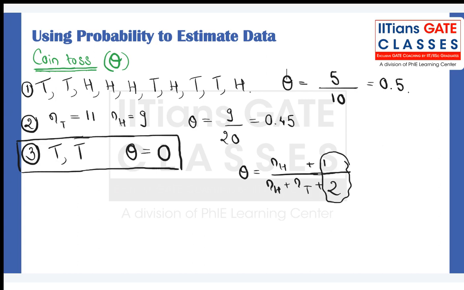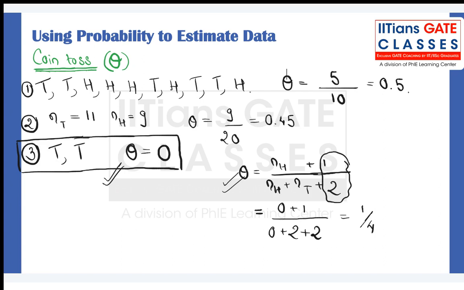In the sense, now if I calculate the value for this example, it is 0 plus 1 divided by 0 plus 2, which is 1/4, which is 25%, 0.25, 25% probability. This is a better estimate of probability compared to this one. Do you agree with me? Yes or no? This is a better estimate of probability, right?